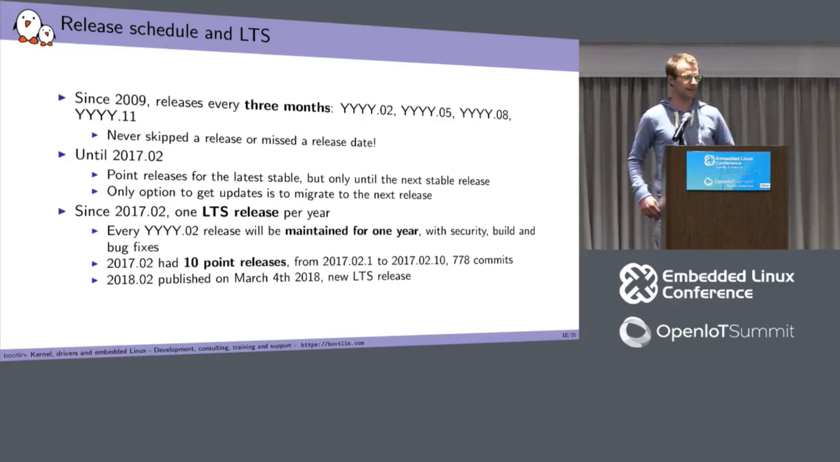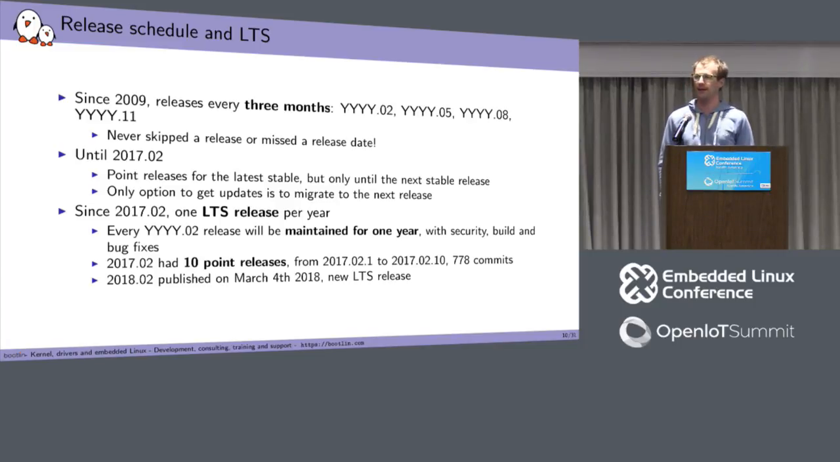In terms of release schedule, the basic things haven't changed much over the last years. We still do one release every 3 months, so we've got one release in February, in May, in August, and in October. And we never skipped a release or missed a release date, or, well, maybe by like 2 or 3 days, something like that. But not much more than that, so it's a pretty impressive achievement. And we'll be celebrating next year the 10 years of that release cycle, because that started in 2009. 2009-02 was our first stable release.